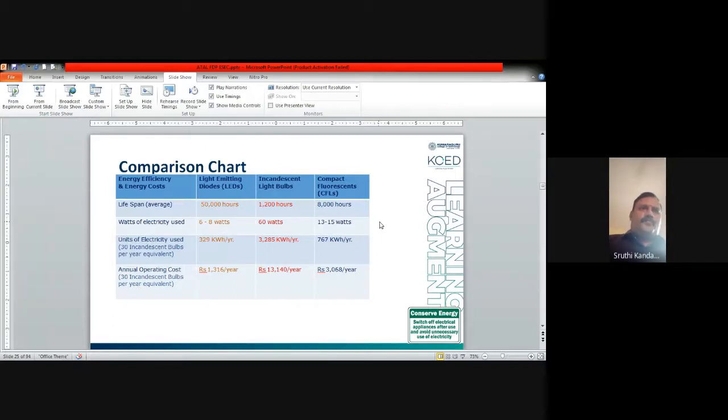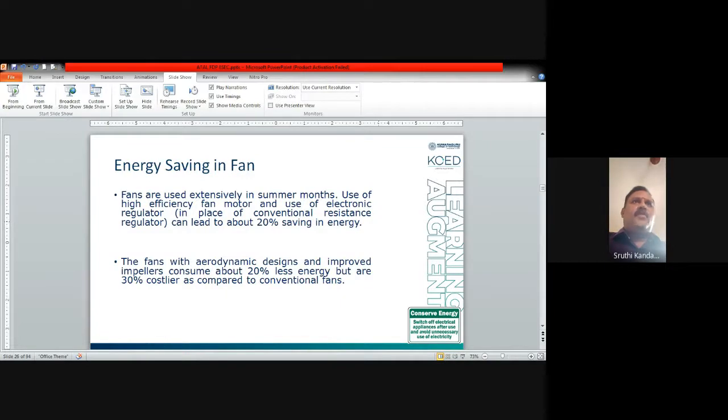Then the unit of electricity: 329 kilowatt hour per year. There are 30 incandescent lamp per year equivalent. Next one is 3,285 kilowatt hour per year. The CFL is 767. So compared to all these things, the power conservation is best in LED lamps. Annual operating cost is 1,316 per year. It is 13,140. CFL are 3,068 rupees per annum.